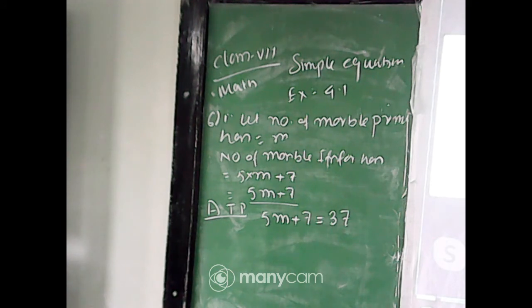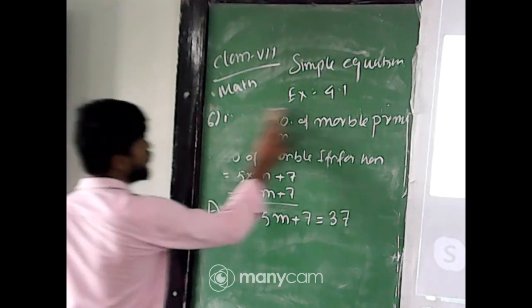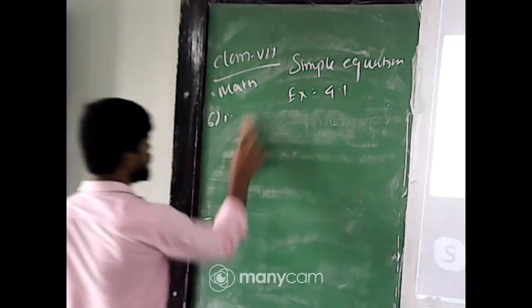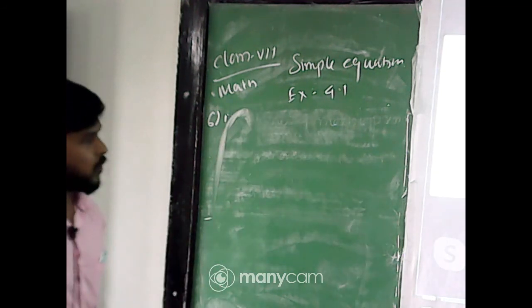Okay, so the equation is 5M plus 7 equal to 37. Now, have you understood, or do you have any problem? No. Okay. So let's move to the next question. Question number 2.